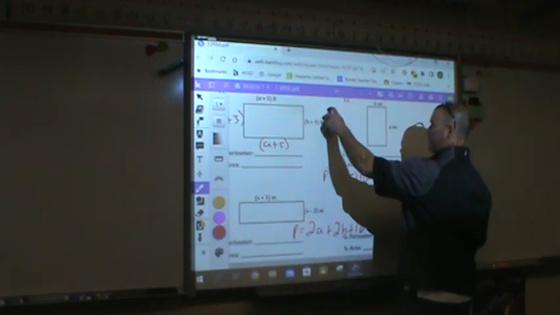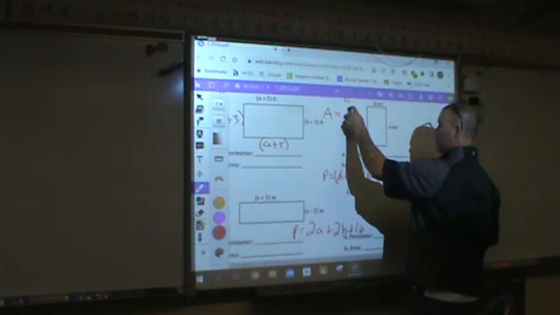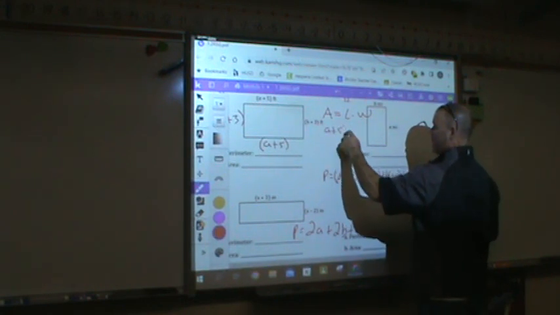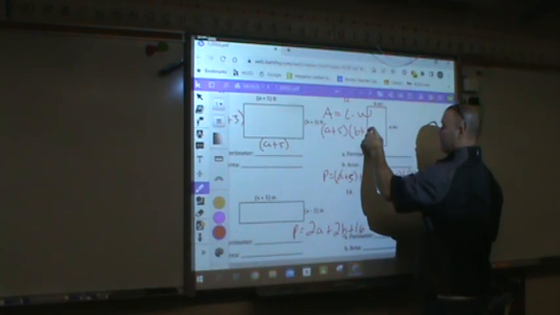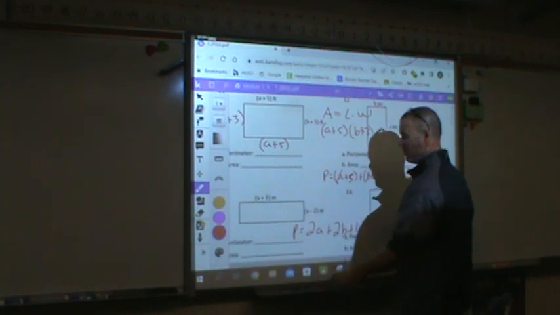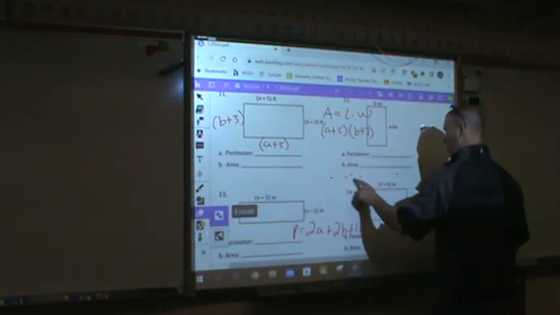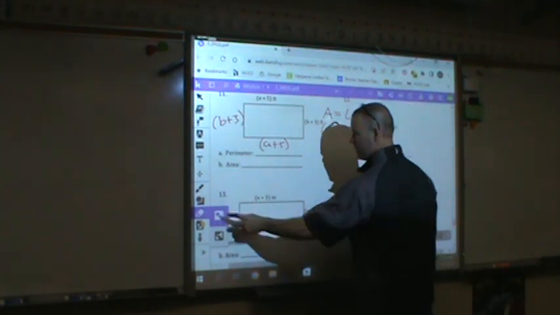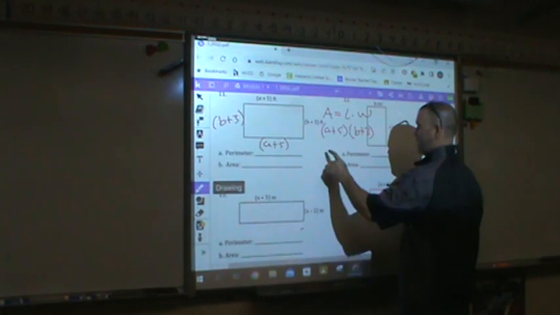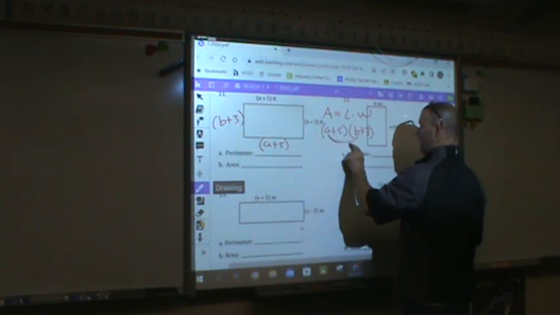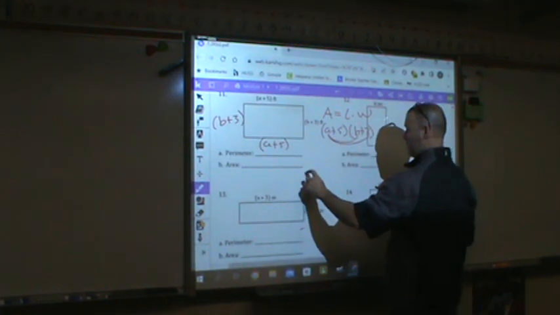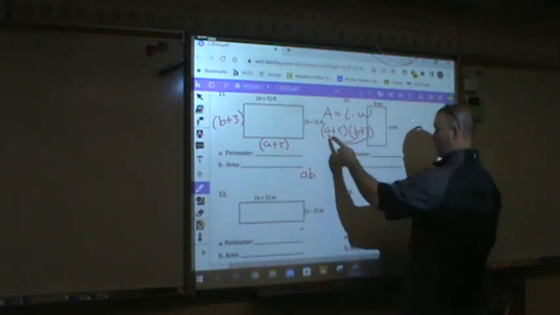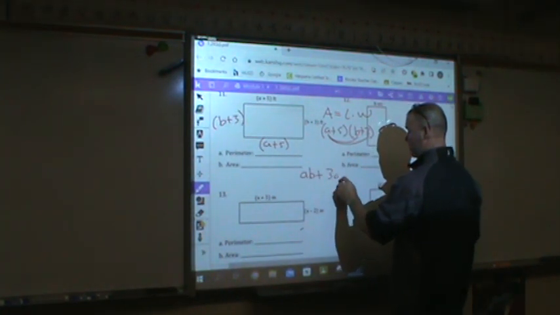Well, now we come back and we talk about area. Area is equal to length times width, or in this case, A plus 5 times B plus 3. So now I've got to multiply these together. Well, you double distribute. How do I double distribute? It's not that complicated. A to B, A to 3. What's A times B? A times B is simply AB. You can't combine it anymore. A times 3, so that's plus 3A.